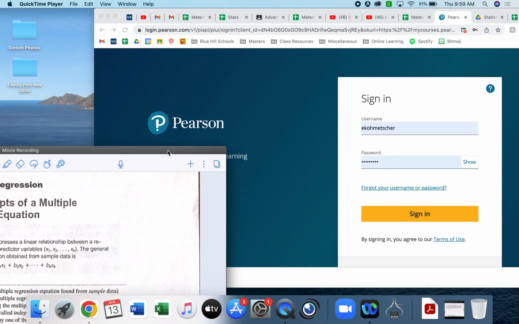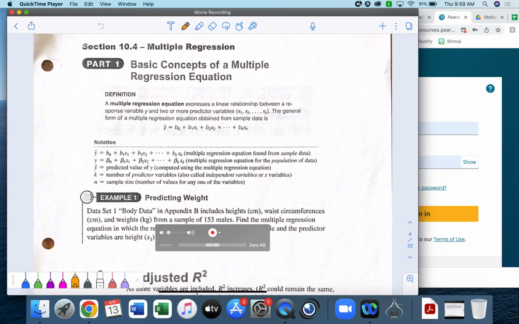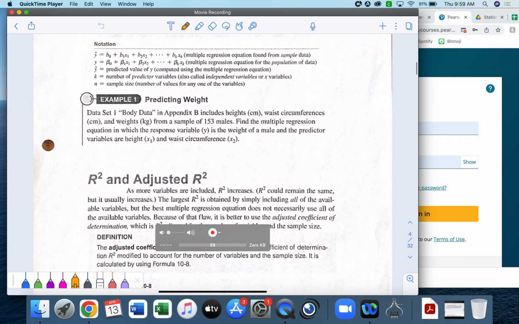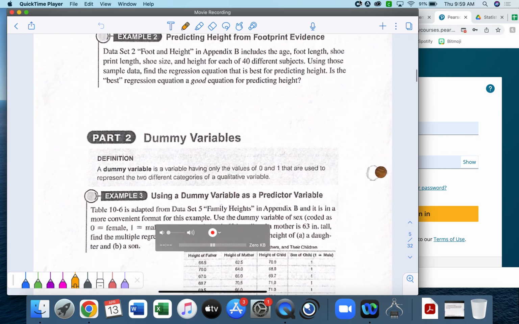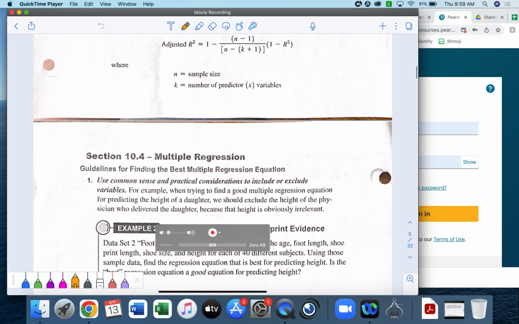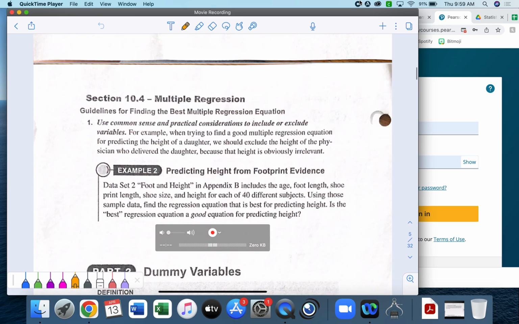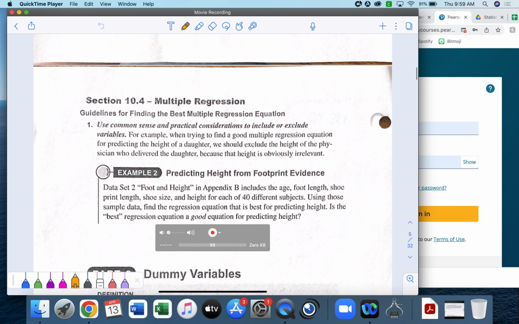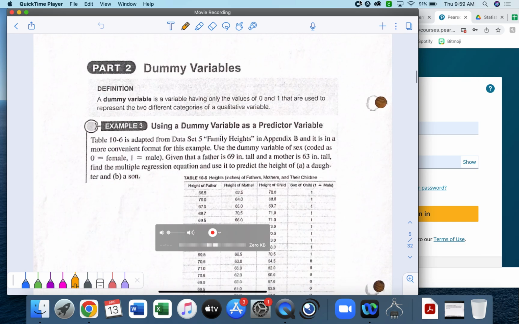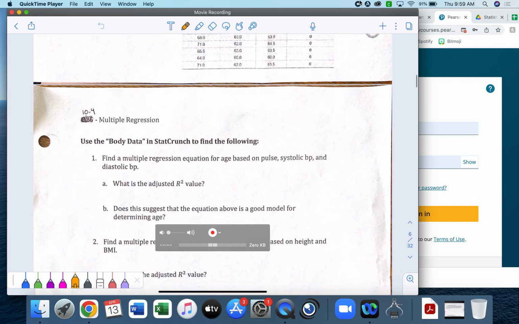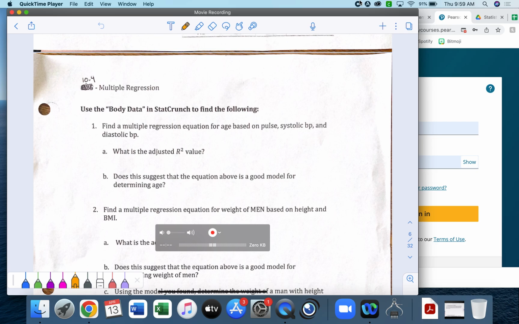Because I have to have two screens on here. First and foremost, 10.4, we have a front and a back page for notes. We're probably going to get through the top of the second page, and we're going to talk about dummy variables tomorrow. And then second thing is that on the homework, it does say 10.5 at the top.